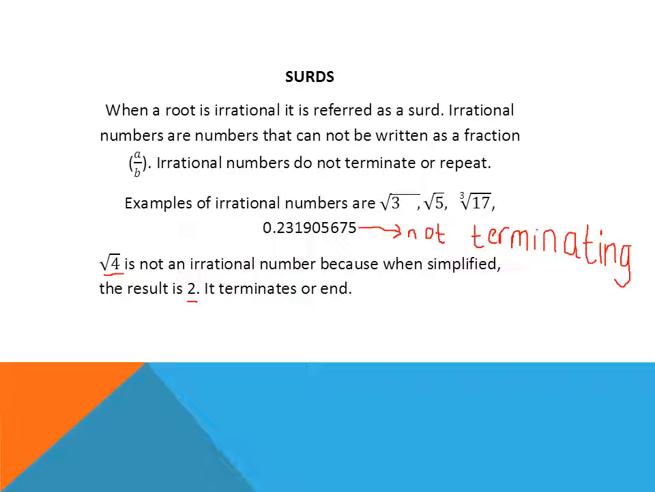How about the square root of 4, as indicated or underlined by the ink? Square root of 4 is not an irrational number because when simplified, the result is 2. It terminates or ends. So to prove it, you can use your calculator, find the square root of 4, and you will get 2.